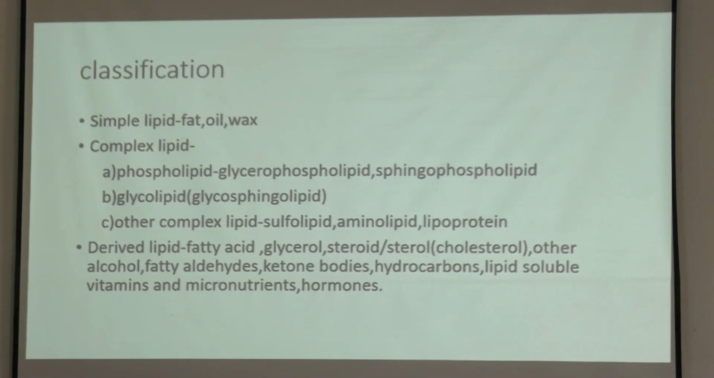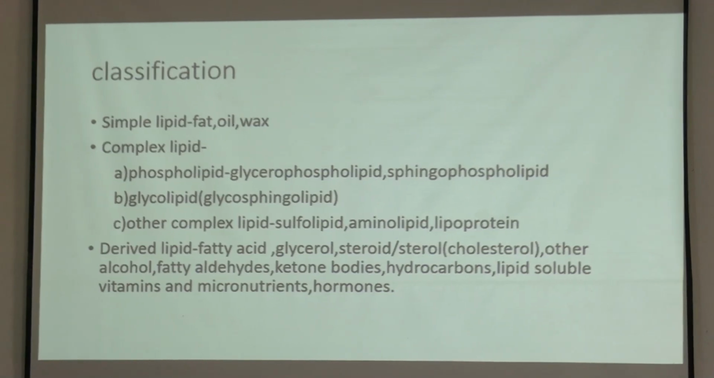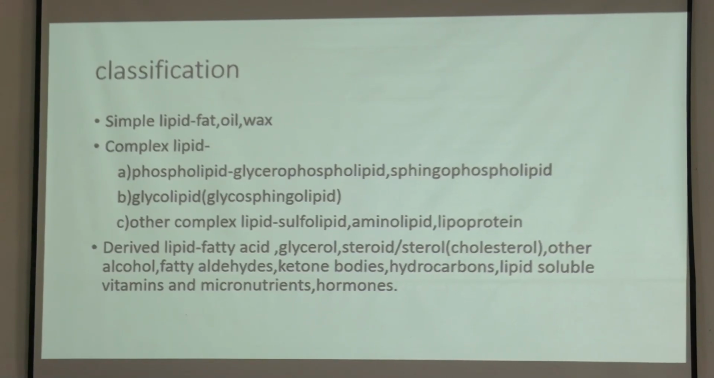Simple lipid examples are fat, oil and wax. They are all esters. Fat is solid at room temperature, oil is liquid at room temperature, and wax you know. Fat, why is it solid? It's an ester of saturated fatty acid and glycerol or any other alcohol. Oil is an ester of unsaturated fatty acid and or short chain fatty acid. So oil is liquid at room temperature.